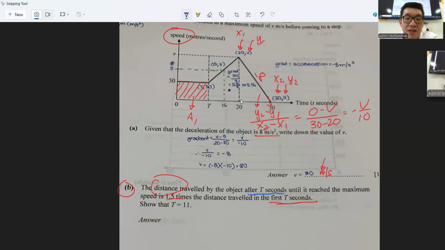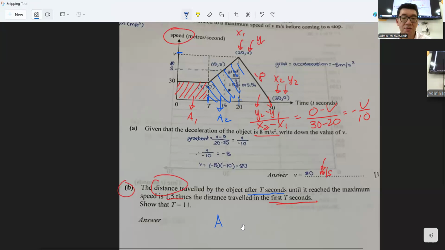Until the 20? Okay. So after t seconds, until it reaches the maximum speed. The maximum speed is here. You've got to shade that. So let's call it A2. And if I were to write down A1 equal, it's 1.5 times. Okay.